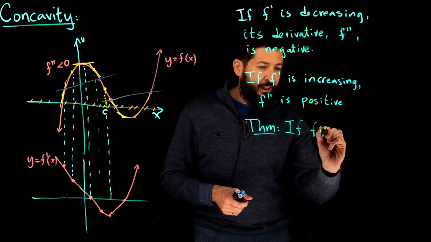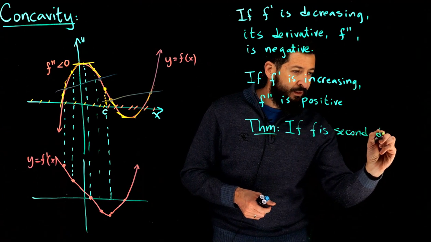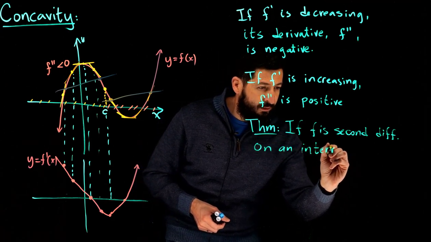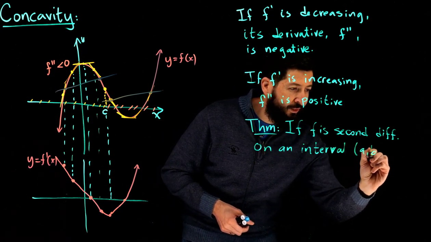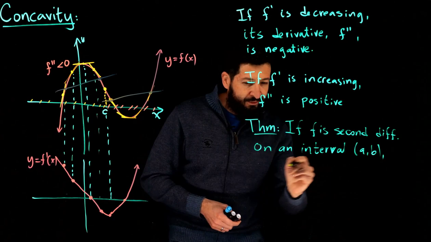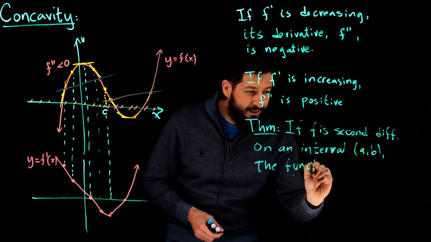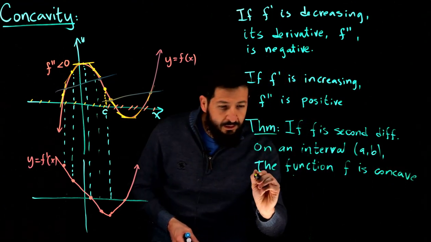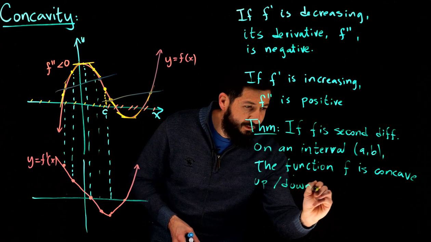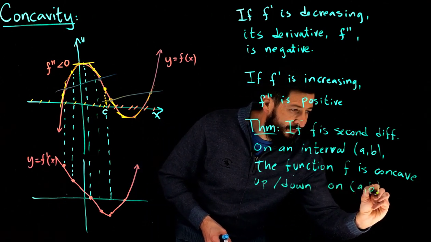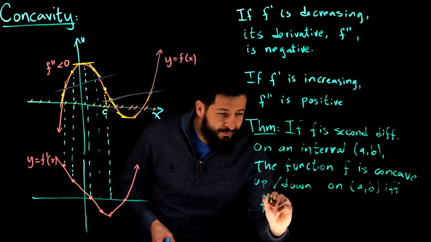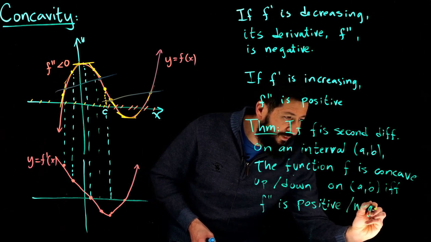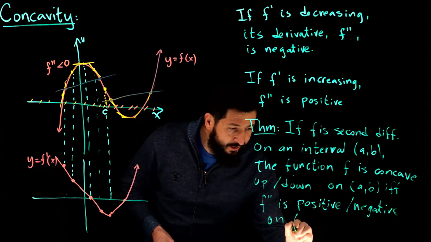If f is second differentiable on an interval (a, b), so second differentiable on the open interval, the function f is concave up, alternatively down, on the interval if and only if the second derivative is positive, alternatively negative, on the interval a to b.